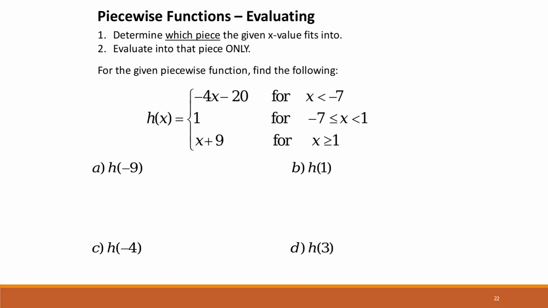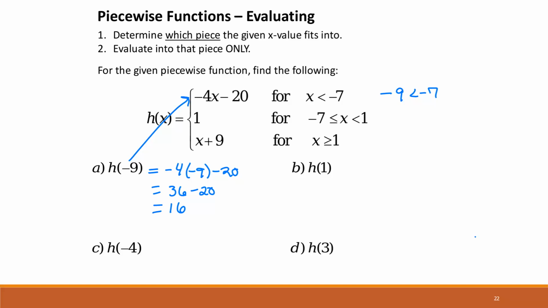So for part A, h of negative 9, we have negative 9. Well, that's less than negative 7, so we're going to be using this first function here. We have negative 4 times negative 9 minus 20. Negative 4 times negative 9 is 36, minus 20 gives me 16 as my answer there.